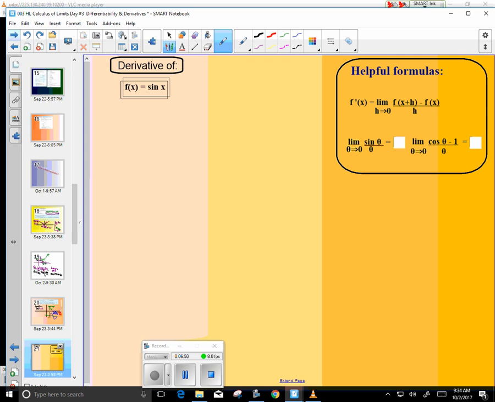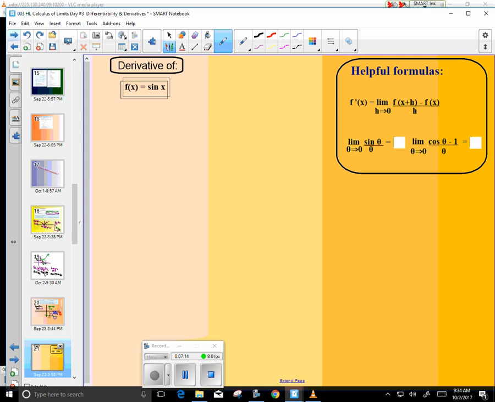First, two helpful formulas. We just did f of x plus h minus f of x. That's the change in y. Change in x is h. Slope is change in y over change in x, and shrink h to 0. You'll get the derivative. Don't forget sine theta over theta. Did I ever show you what cosine theta minus 1 over theta was?